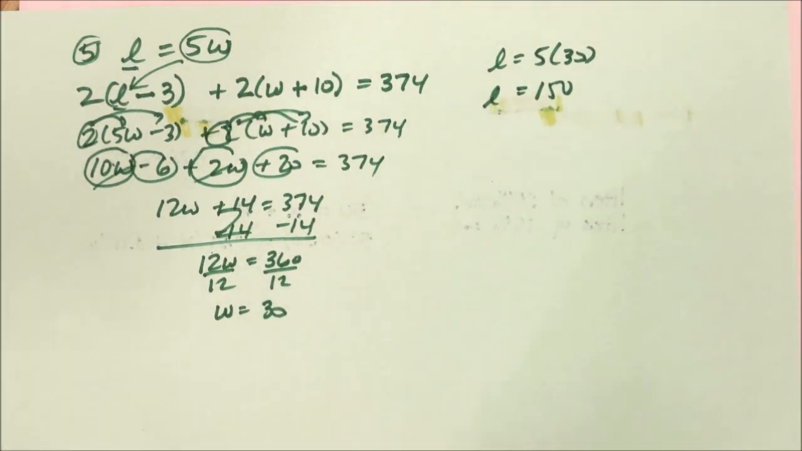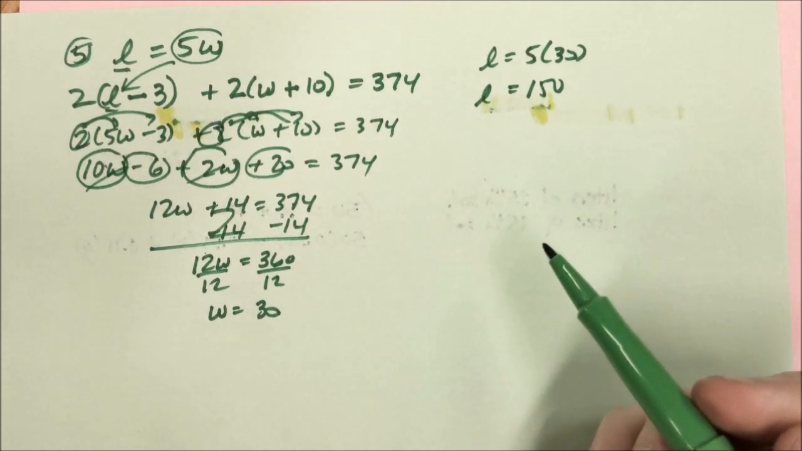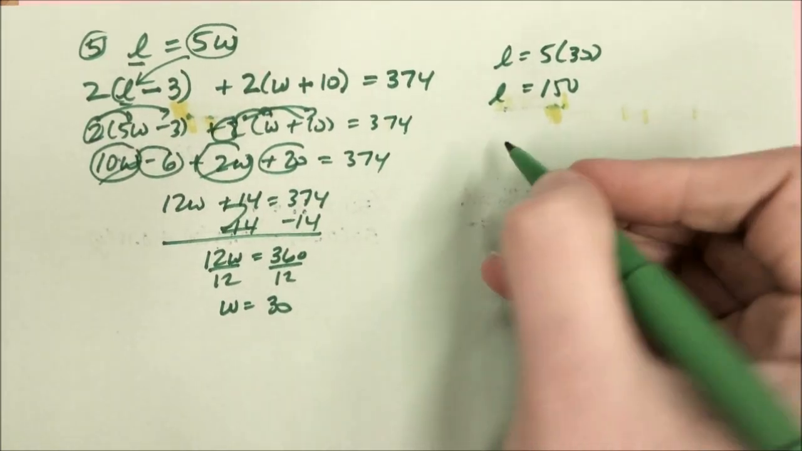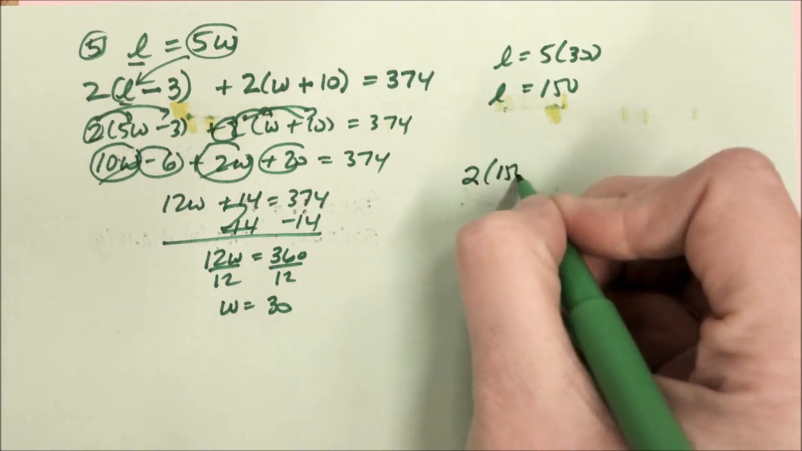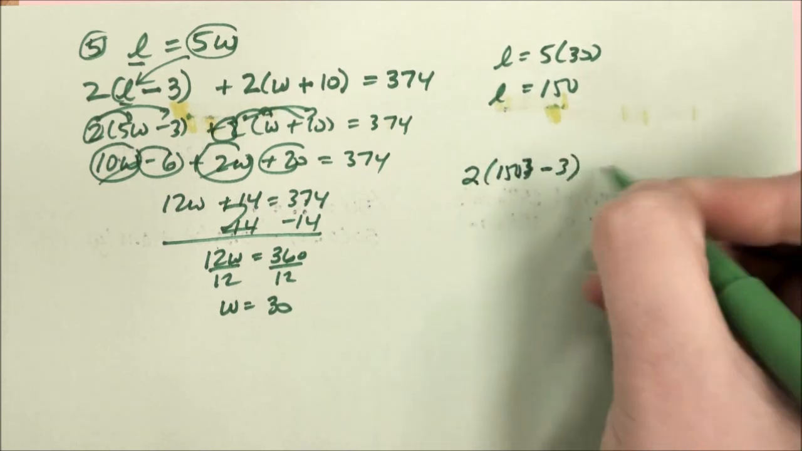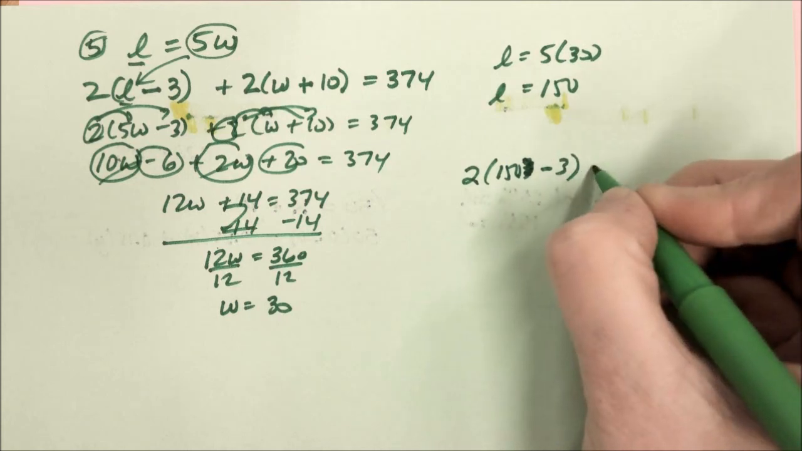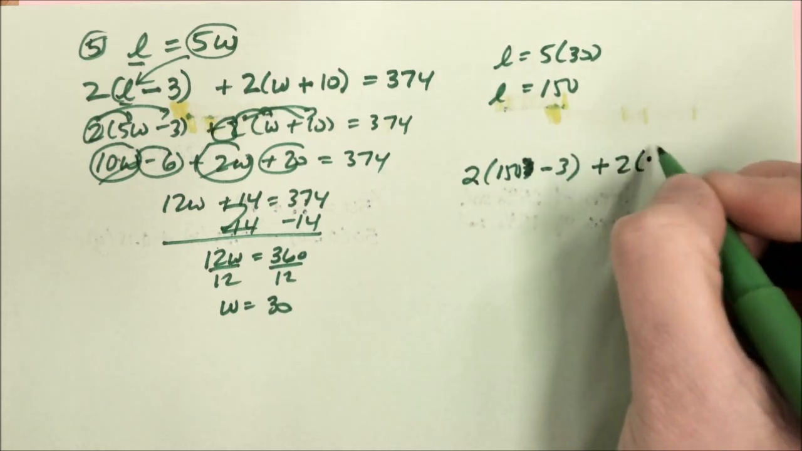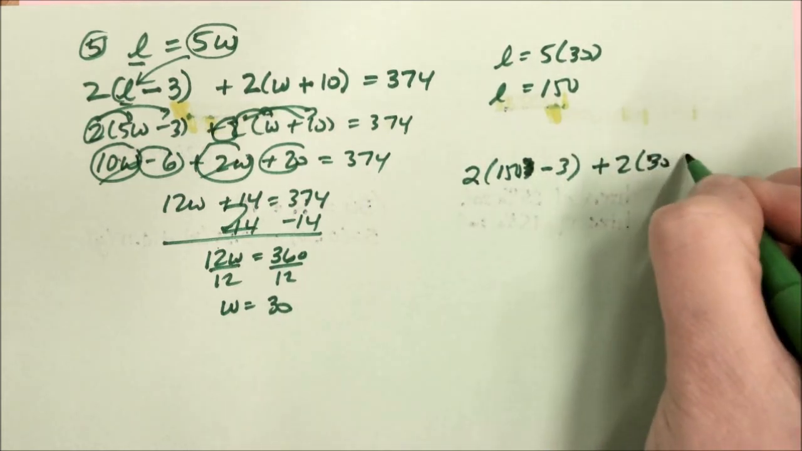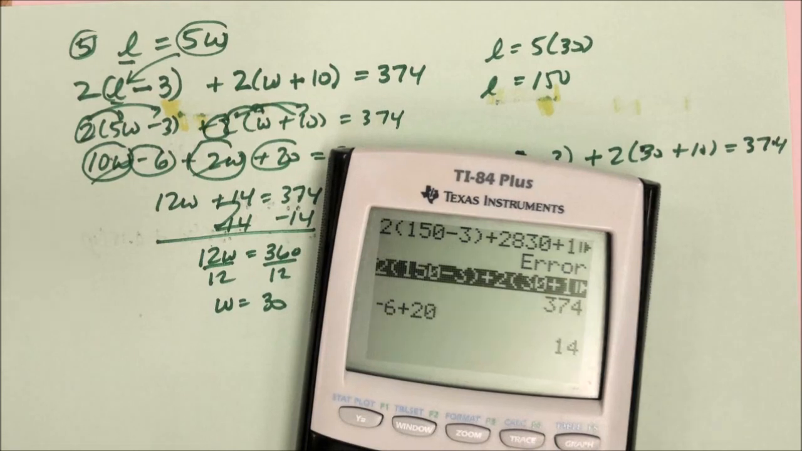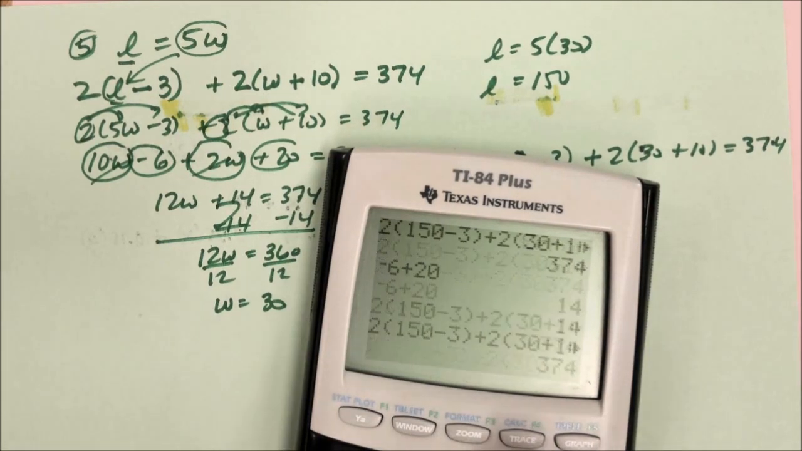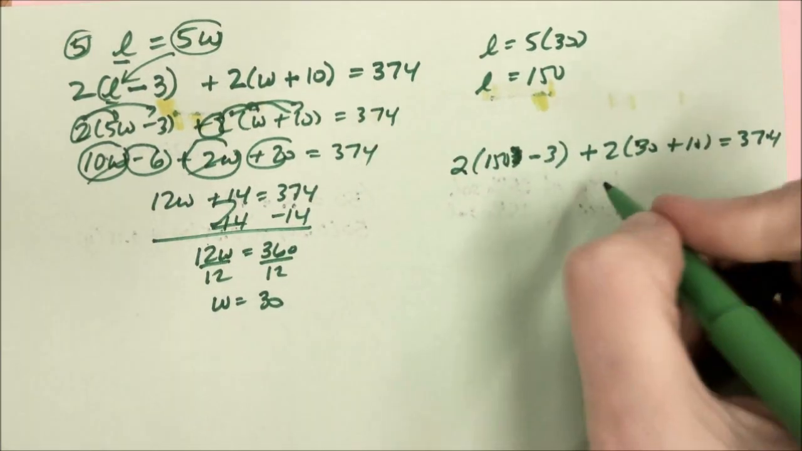Now, when I plug this back in, which I have done about 6 times, I get 2 times the length, which is 150, whoopsie, minus 3, that's just the squiggle, plus 2 times the width, which is 30, plus 10, should equal 374. And when I stick that in my calculator here, it's 374. So I'm right.